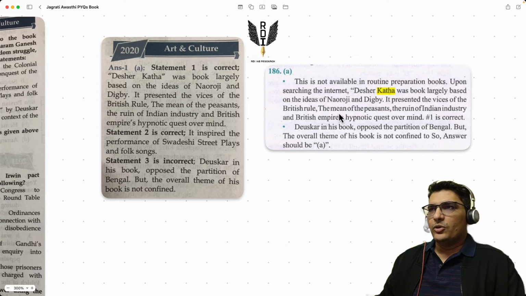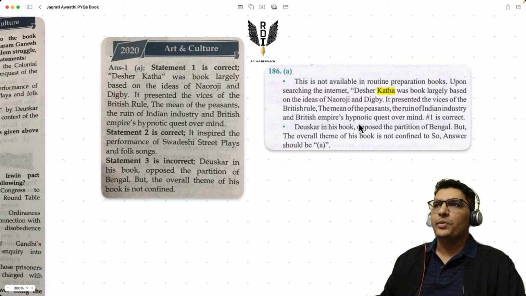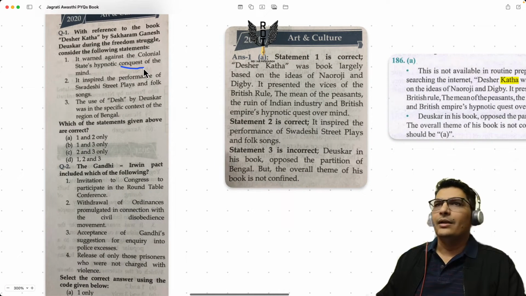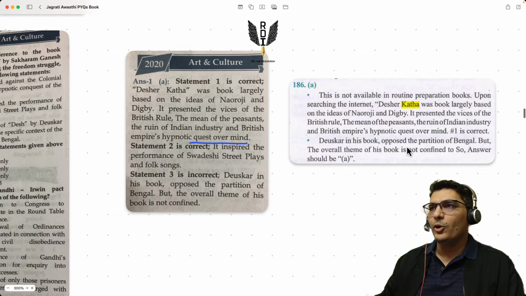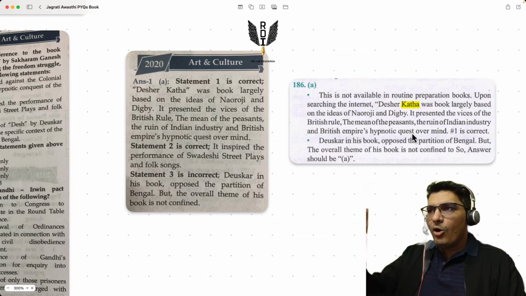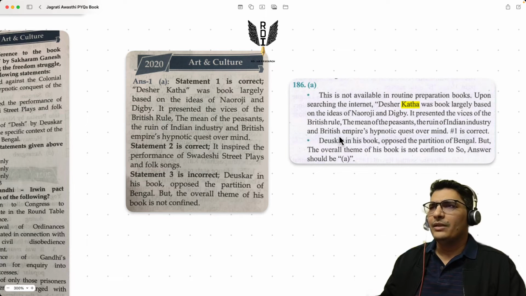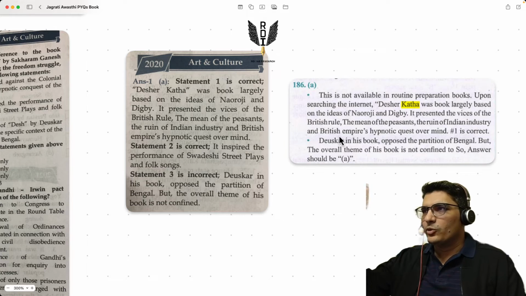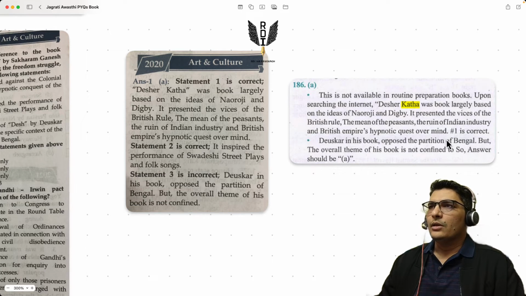It presented the vices of British rule, the "mean of the peasant." Now, what do you mean by the mean of the peasant? And again, see Jagrati Awasthi's book, the mean of the peasants. It doesn't make sense. The ruin of Indian industry and British empire's "hypnotic quest over mind." The question was about conquest, and they are saying hypnotic quest over mind. Conquest of the mind should have been written. So I think it's the same copy-pasting. Either the books have copied from one another, or from the same source. Some issue is there surely. The solution is not very clear in my opinion, but they've just given that one is correct.